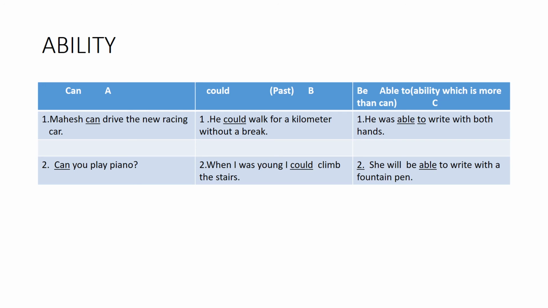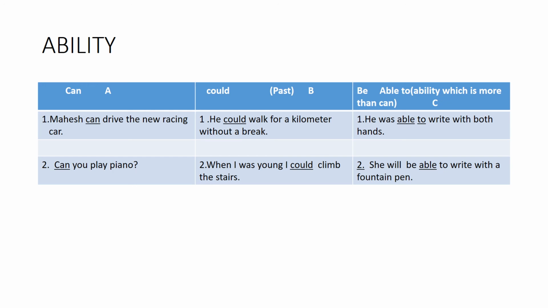The table shows the modals can, could, be able to that express ability. In column 1, Mahesh can drive the new racing car. Can you play piano? Can indicates ability to do something. Remember students, can is also used to seek informal permission.